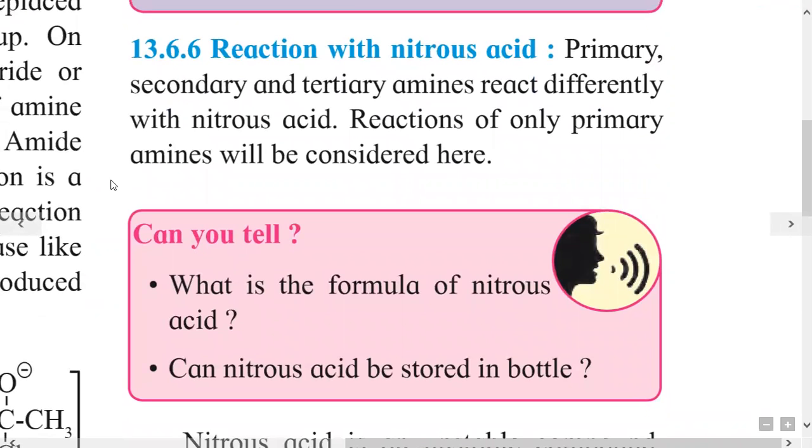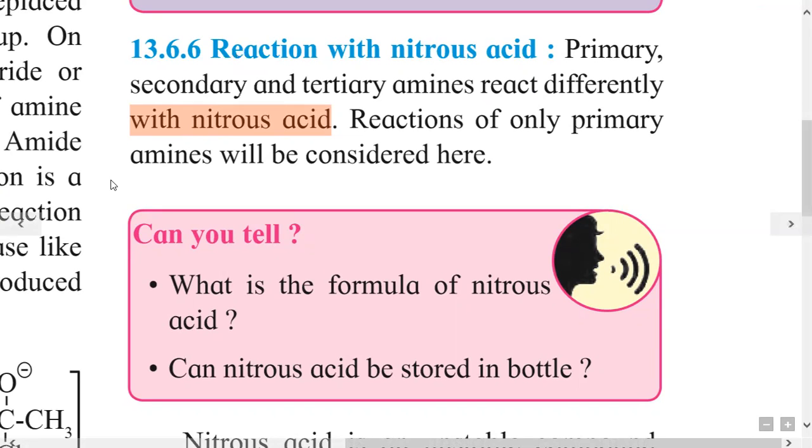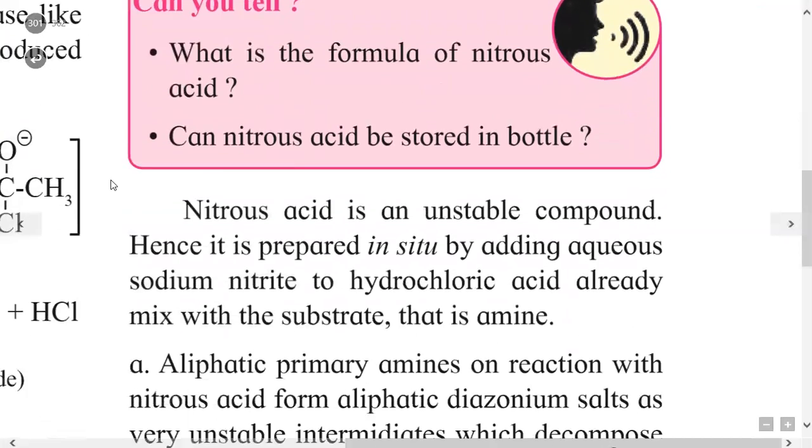The sixth reaction of amine is the reaction with nitrous acid. The formula of nitrous acid is HNO2. It is unstable. It is formed when NaNO2, that is sodium nitrite, is treated with HCl. Primary, secondary, and tertiary amines react differently with nitrous acid. That is, it is a distinguishing test between primary, secondary, and tertiary amines. The reactions of only primary amine we will consider here.